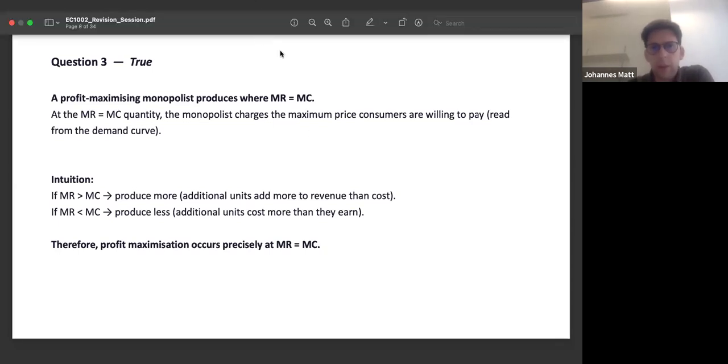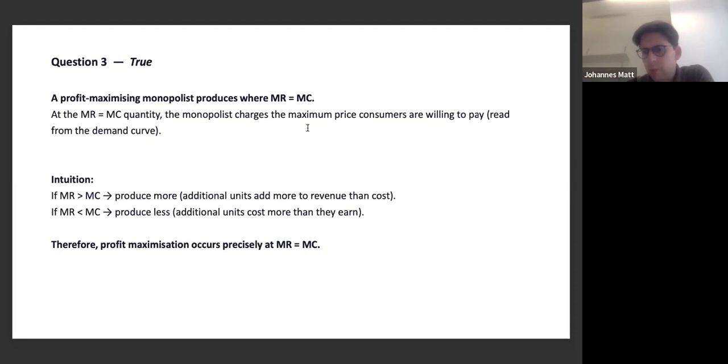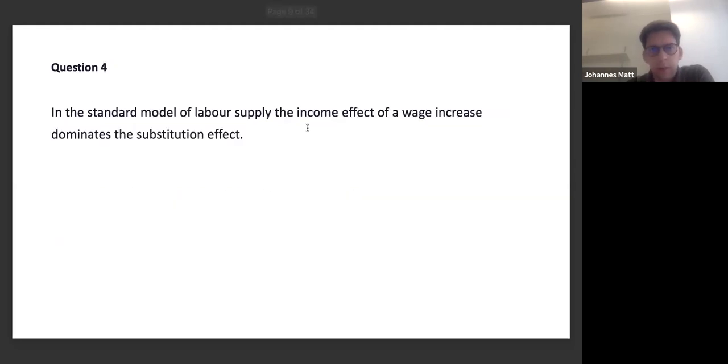Okay, very good. So let's move on to question number 4. In the standard model of labor supply, the income effect of a wage increase dominates the substitution effect. Right? So here we're being tested on our knowledge of both labor supply and what determines the relative strength of income and substitution effects in optimal choice.